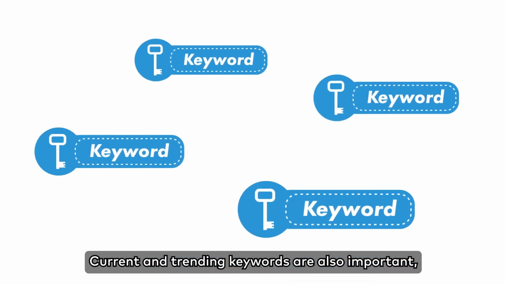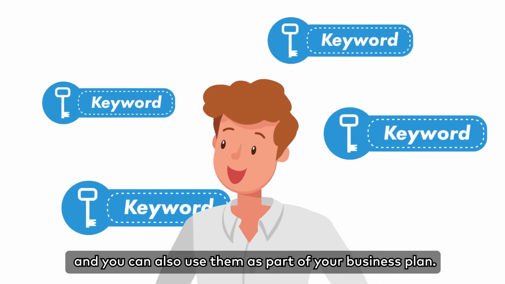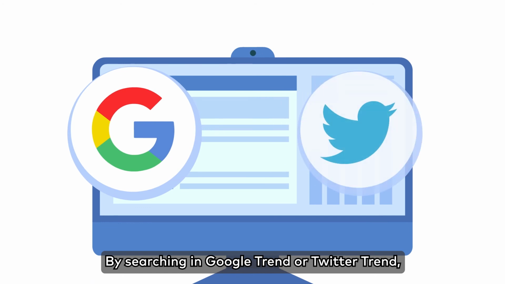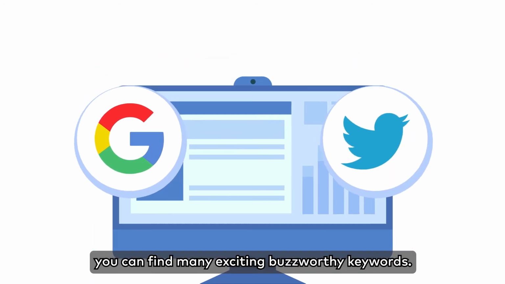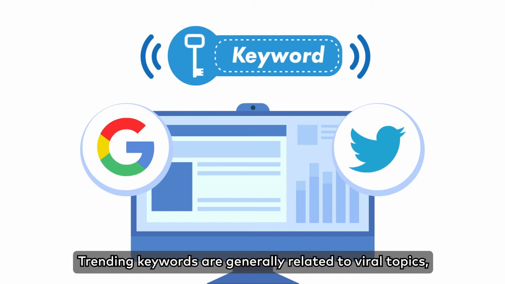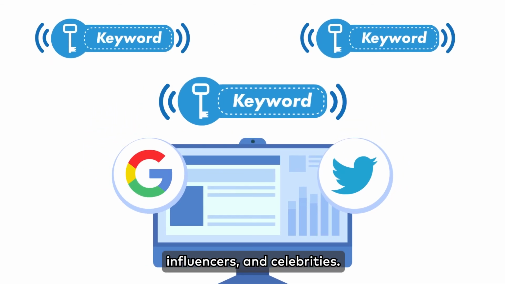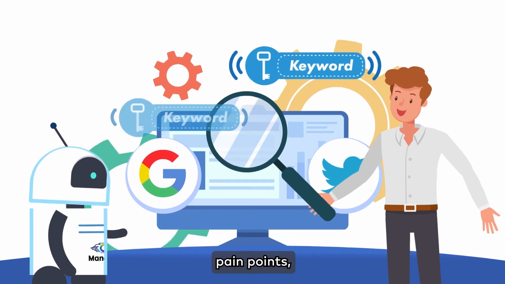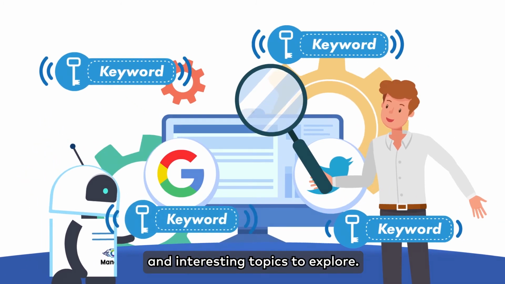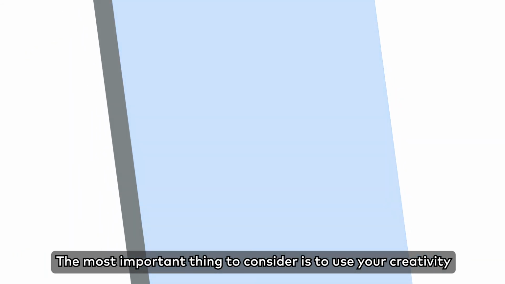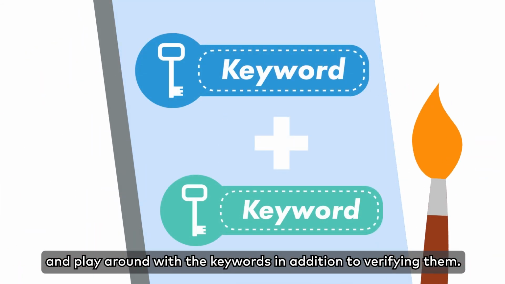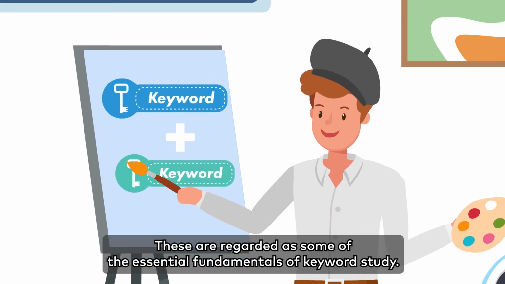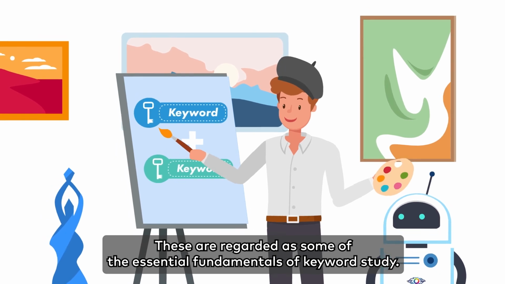Current and trending keywords are also important, and you can also use them as part of your business plan. By searching in Google Trend or Twitter Trend, you can find many exciting buzzworthy keywords. Trending keywords are generally related to viral topics, influencers, and celebrities. By analyzing these trending keywords, you can identify the issues, pain points, and interesting topics to explore. The most important thing to consider is to use your creativity and play around with the keywords in addition to verifying them. These are regarded as some of the essential fundamentals of keyword study.